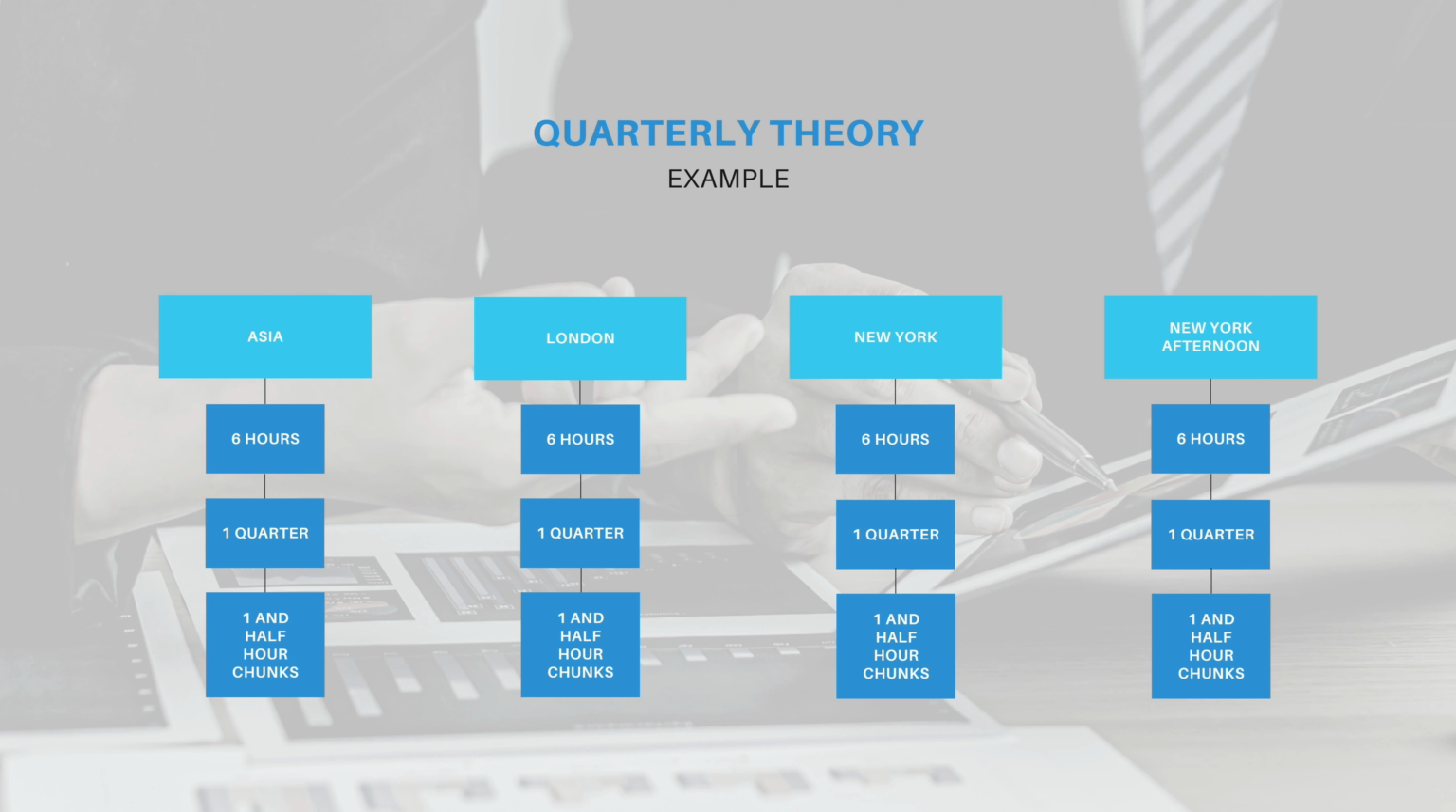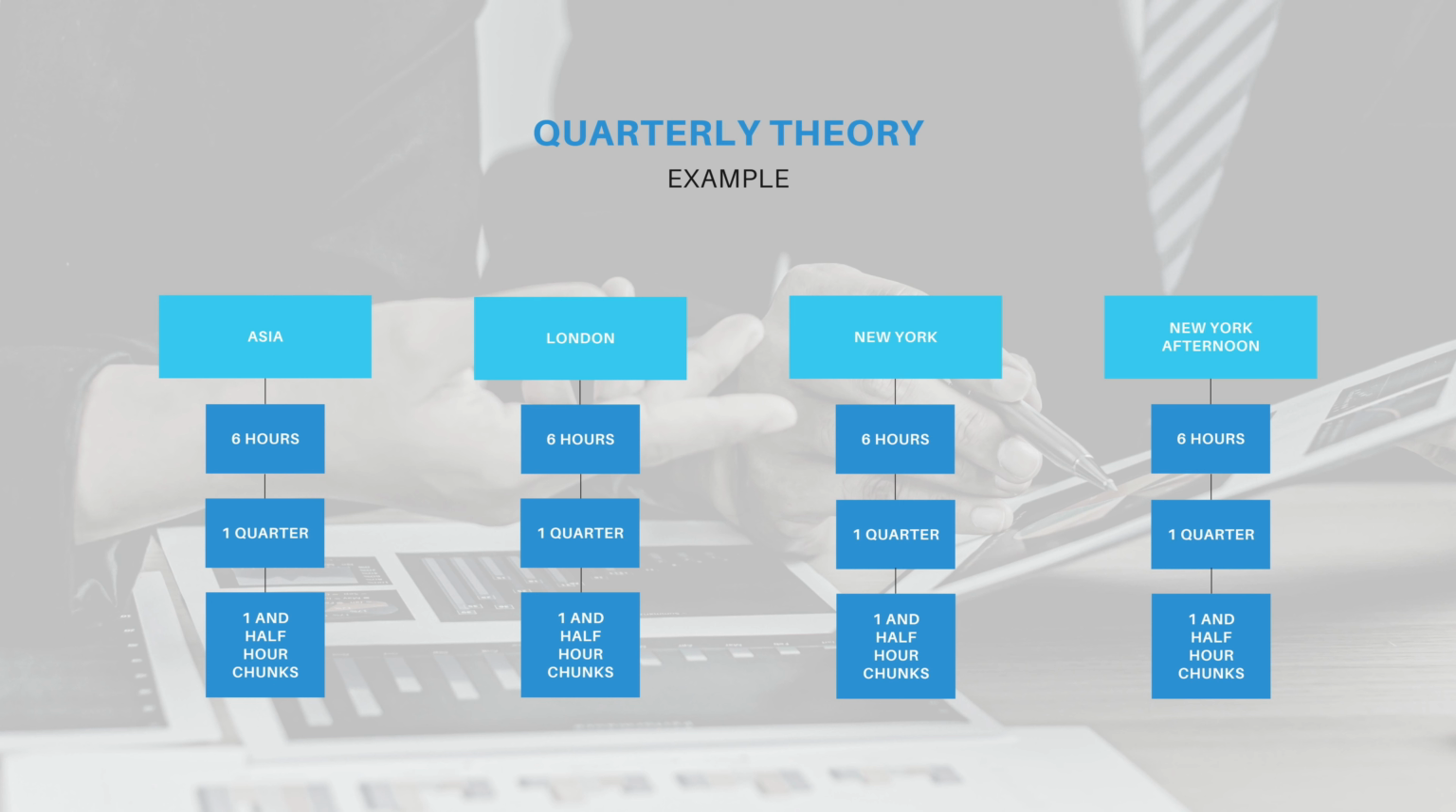And so, for example, during the London session, you have the 12 a.m. to 1:30 a.m., that's your Q1, 1:30 a.m. to 3 a.m., that's your Q2, 3 a.m. to 4:30 a.m., that's Q3, and 4:30 a.m. to 6 a.m., that's Q4, and then you move on to the next session.